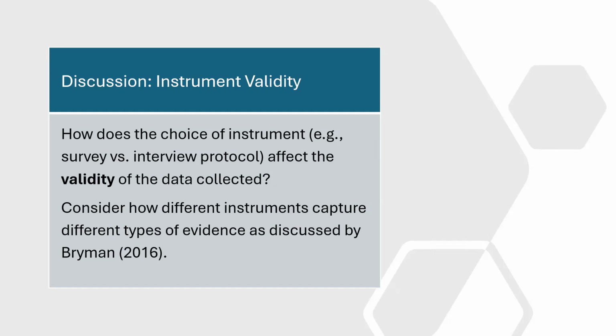So how to improve validity for each? For surveys, you can use pilot test items, or you can use validated scales where possible. And for the interview, you can use semi-structured protocols with core questions and prompts. Then you can train interviewers to avoid leading questions, and you can record and transcribe and keep an audit trail. Also use member checking and triangulation.